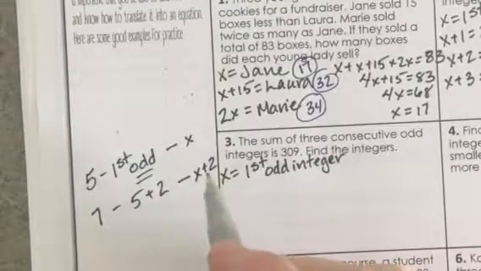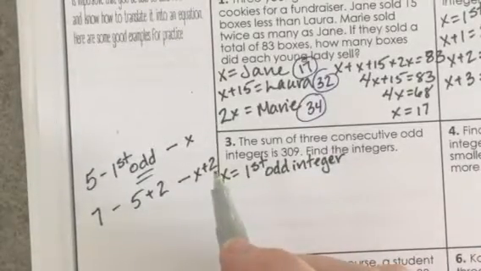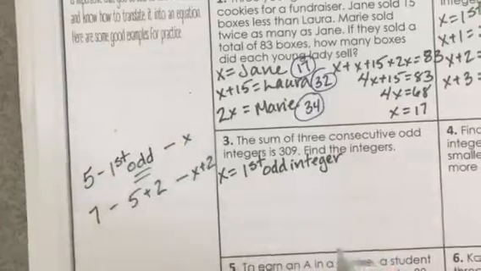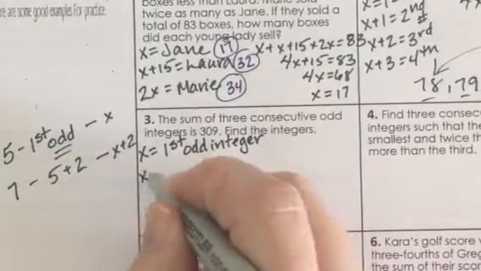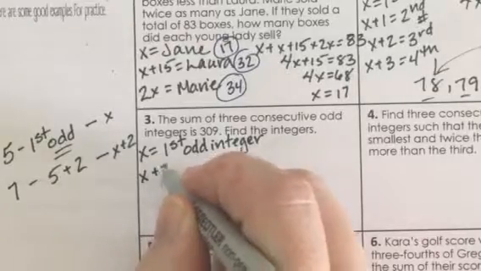Even though 2 is not an odd number, I still have to add 2 to my first odd number in order to get my next consecutive odd integer. So my next odd integer is X plus 2.